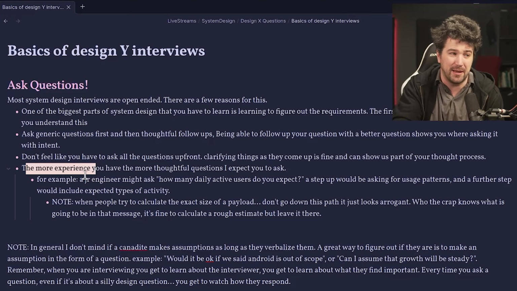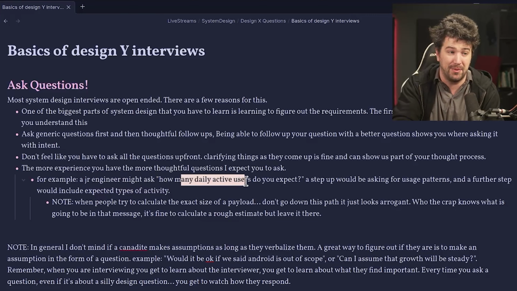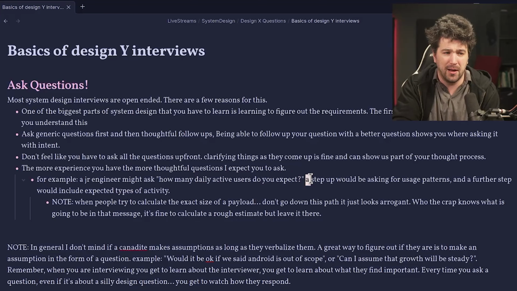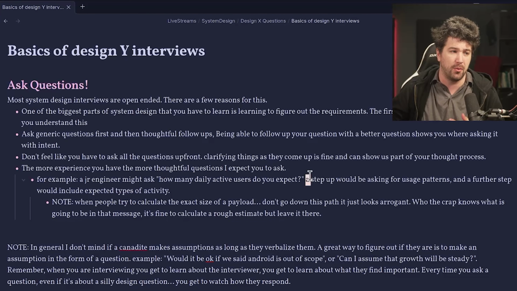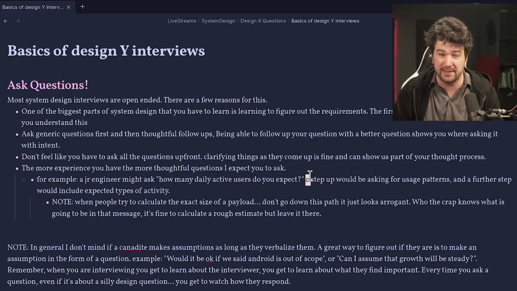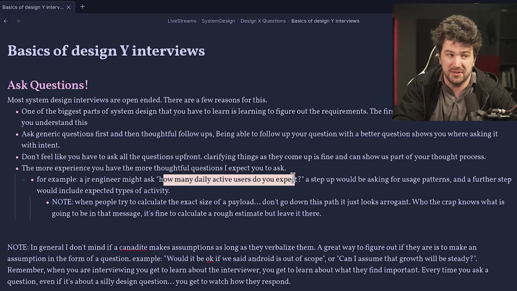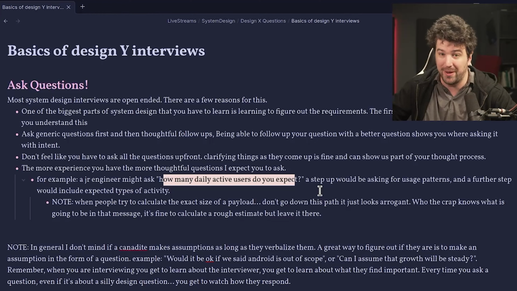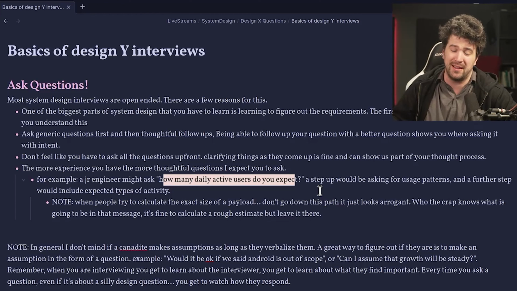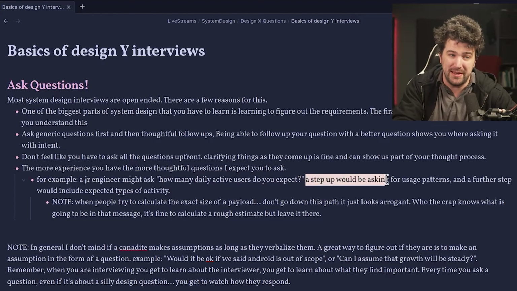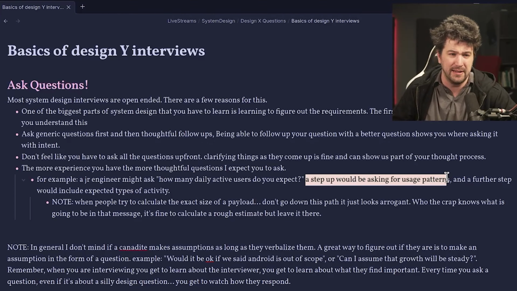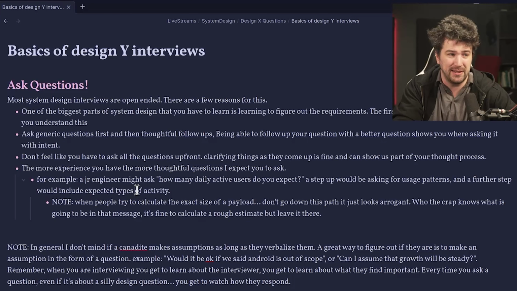I gave an example here, but a junior engineer might ask something like, how many daily active users do you expect? Whereas a step up from that would be asking for usage patterns, and an even further step would be the expected types of activities. As you drill down, this shows more experience, whereas a newer engineer is going to think, oh, daily active users is going to tell me what my load is. And then what you really realize is, well, yes, but you've got to design for the peak. And so then you really need to know the usage patterns, to design for the peak. And then you really need to know what the type of expected activity is.